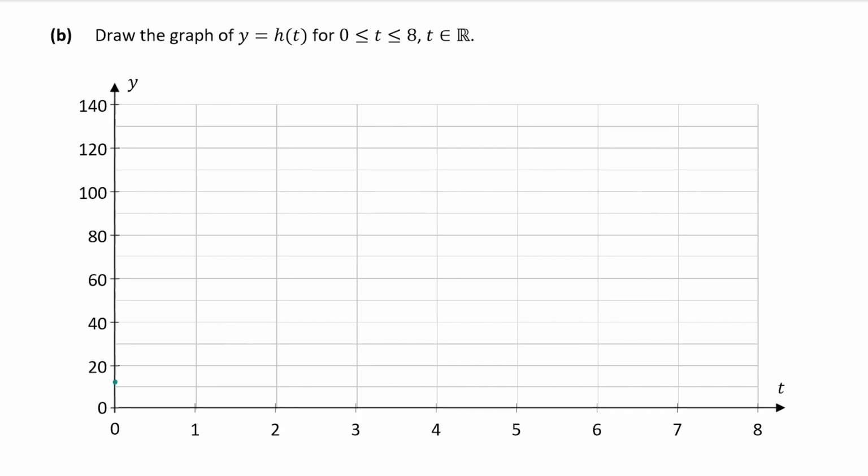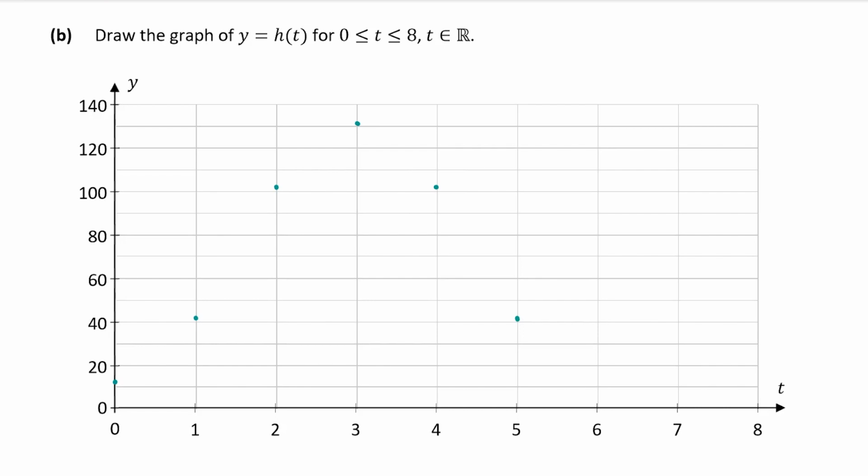So just use your table, go back to your table for this. When 1 minute had passed, the point A was 42 meters above the ground. When 2 minutes had passed, it was 102 meters above the ground. When 3 minutes had passed, it was 132 meters above the ground. After 4 minutes, it was back down to 102 meters above the ground. After 5 minutes, again, it was 42 meters above the ground.